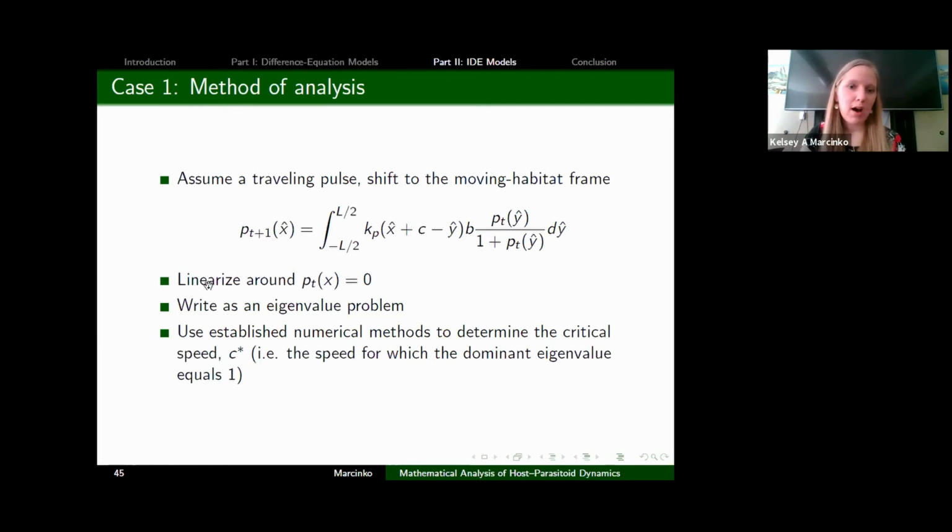But to proceed with the analysis, I linearize around extinction for the parasitoid. This means that if extinction is unstable, that means that persistence of the parasitoid population is stable. So we write an eigenvalue problem and use established numerical methods to determine the critical speed c, which is when the dominant eigenvalue of the system is equal to 1.